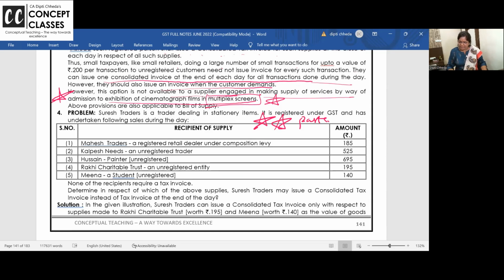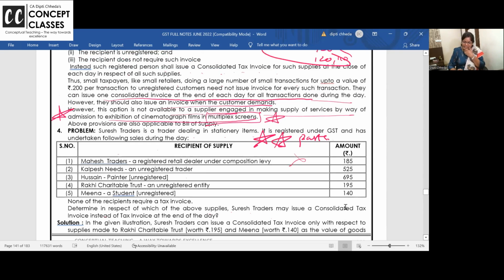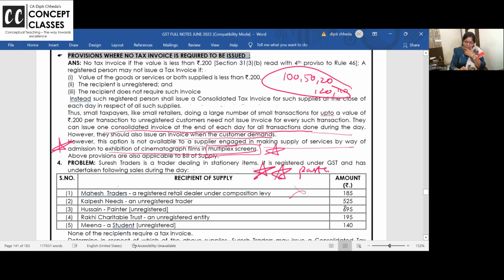Suresh trader is dealing with stationery items. He has sold. Determine in respect of which he has to issue tax invoice. Mahesh trader is a registered dealer under composition level. No need. Kalpesh needs an unregistered trader. अब unregistered buyer है, उसको invoice नहीं चाहिए, हाँ. And these all the conditions are and.